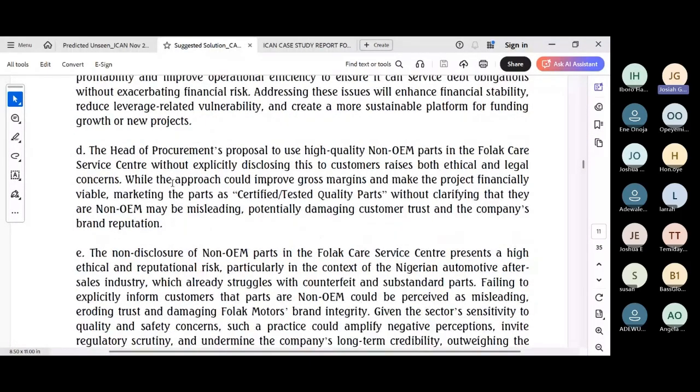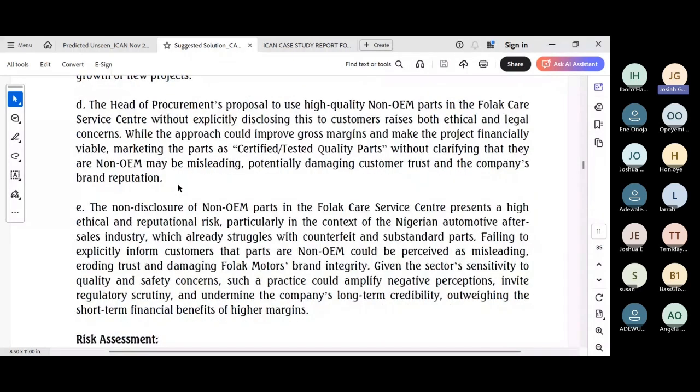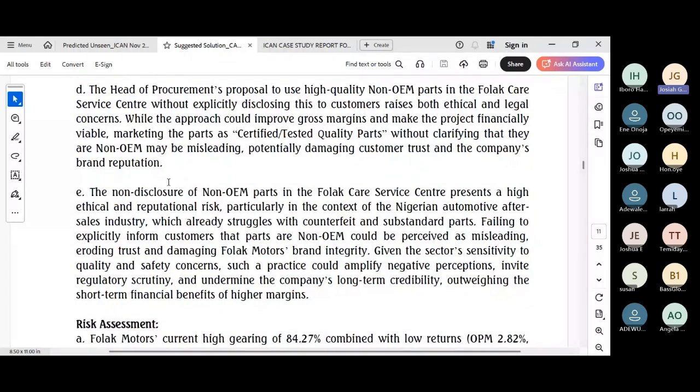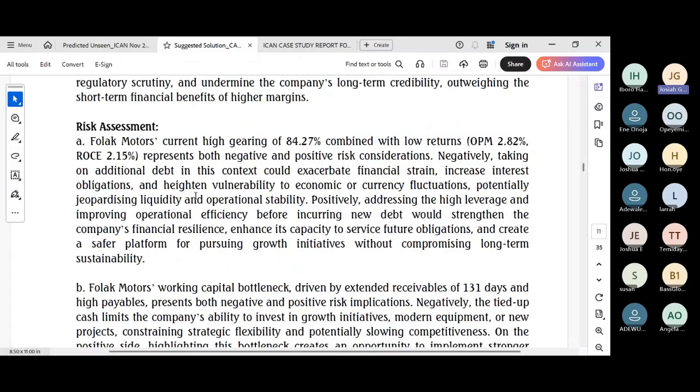Number 4 is the issue of the head of procurement's proposal to use high-quality, non-original equipment manufacturer's parts. We said this is kind of ethical. It's an ethical issue because it may potentially damage customer trust and the company's brand reputation. We also said the non-disclosure, if they don't disclose this, a follow-up to the 4th one, but you don't need to do 5. 4 is okay. So go through it. We're trying to run because of time.